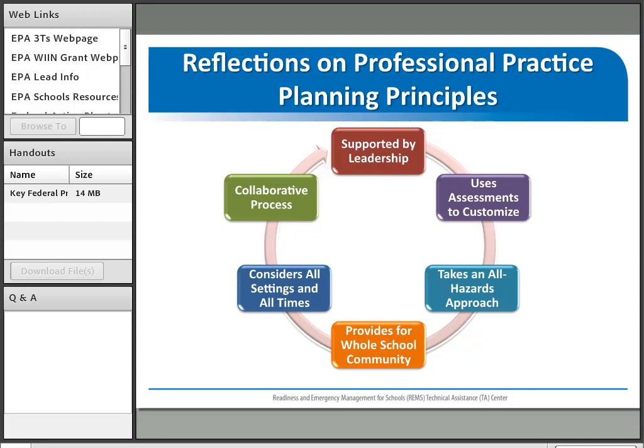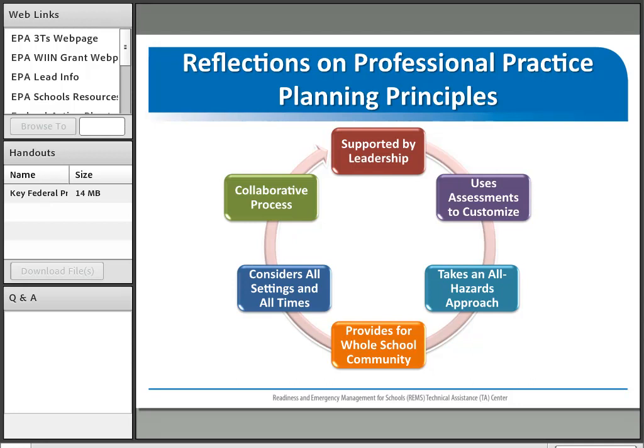Leadership can also help to include the facilities management staff in making sure that they understand the importance of their inclusion in the overall safety efforts, because as you will hear Madeline say, school safety is everybody's responsibility, and we certainly want to make sure that the folks who are caring for our facilities and our grounds are involved in the process. We want to make sure that planning uses assessments to customize plans to the building level.